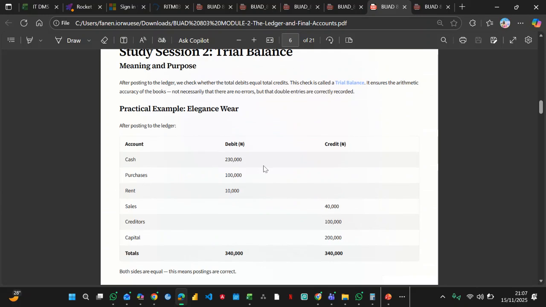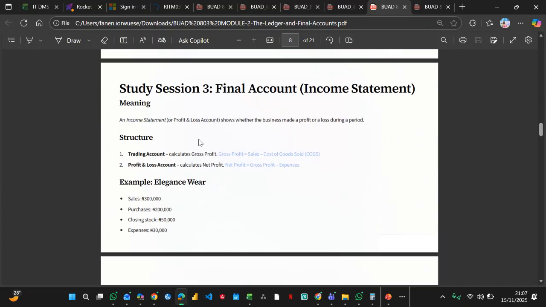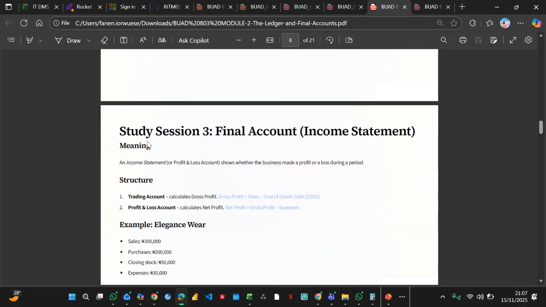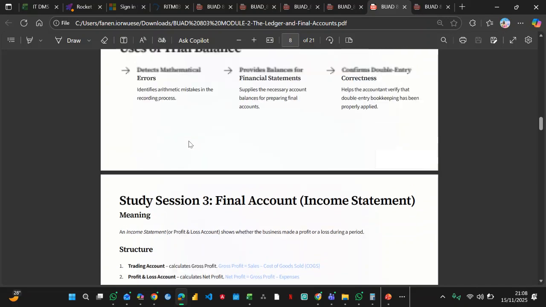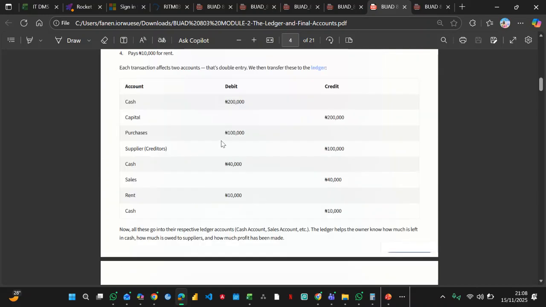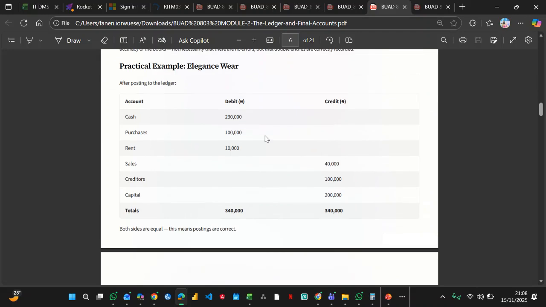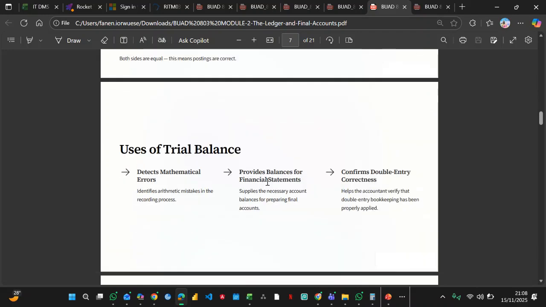So if you look at how this works, each transaction affects at least two accounts. That is double entry. You understand? So we'll continue to this level.